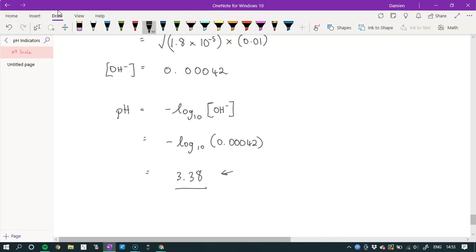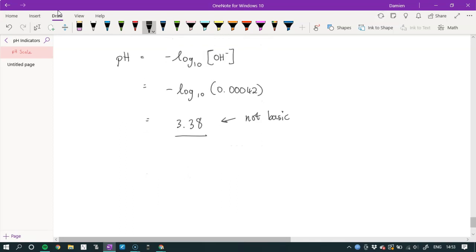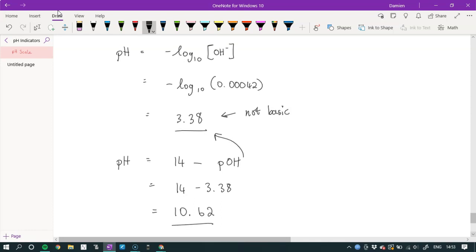Now, as we can see, this here is not basic. This is actually an acidic number. So obviously we've done something wrong. So to work out our pH is basically 14 minus your pOH, which is that. So we've got 14 minus 3.38, and our actual pH finishes out at 10.62. So that's the pH then for working out a base.